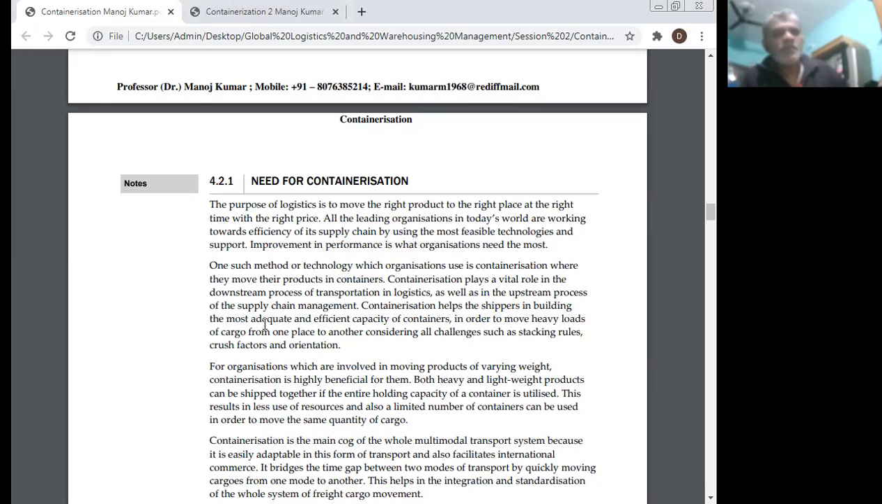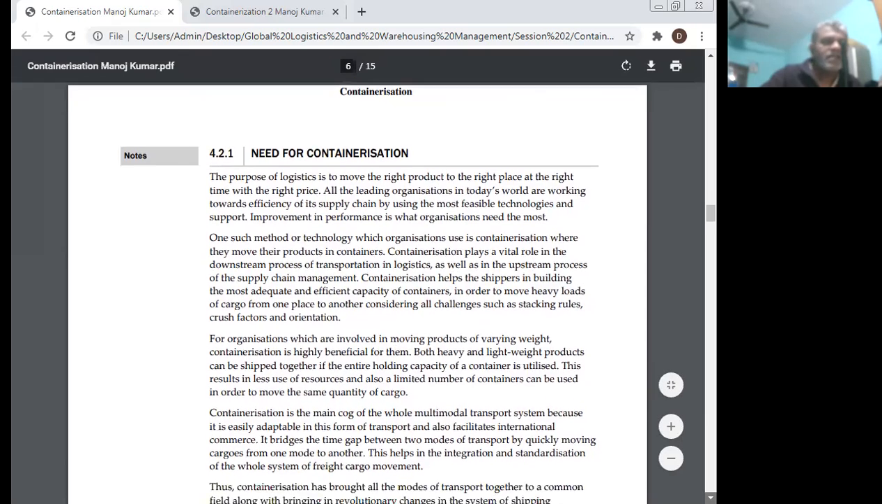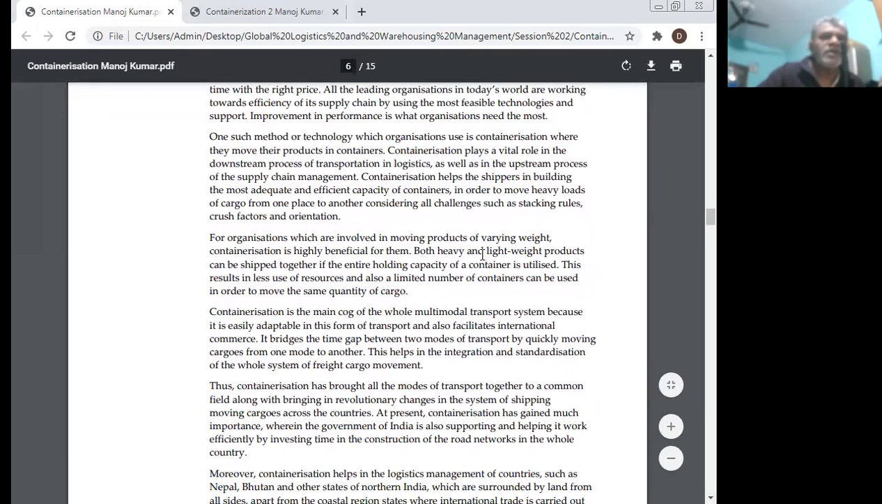Containerization helps shippers in building the most adequate and efficient capacity of the containers in order to move heavy loads of cargo from one place to another, considering all challenges such as stacking rules, crush factors, and orientation. For organizations which are involved in moving products of varying weight, containerization is highly beneficial. Both heavy and lightweight products can be shipped together if the entire holding capacity of the container is utilized. This results in less use of resources, and a limited number of containers can be used in order to move the same quantity of cargo.